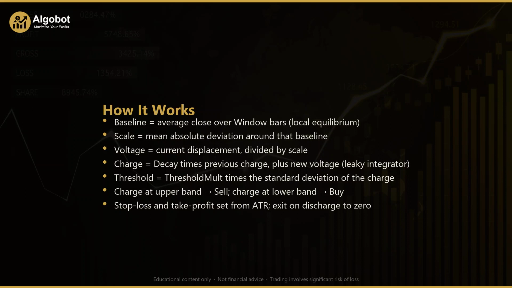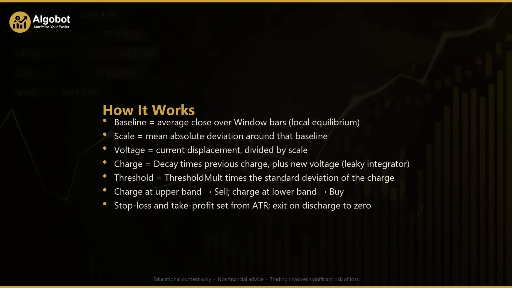Second, it measures how spread out prices have been around that baseline using the mean absolute deviation, the average distance of each close from the mean. This gives a robust scale that is less sensitive to outliers than standard deviation. Third, it computes what the author calls the voltage. This is simply the current close minus the baseline, divided by that scale. In plain terms, it's how many typical deviations price currently sits above or below its average, a normalized displacement.